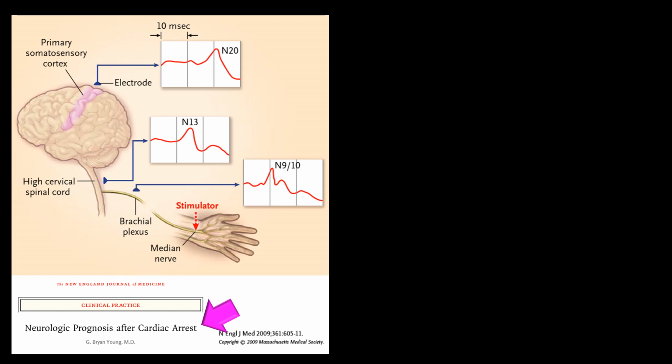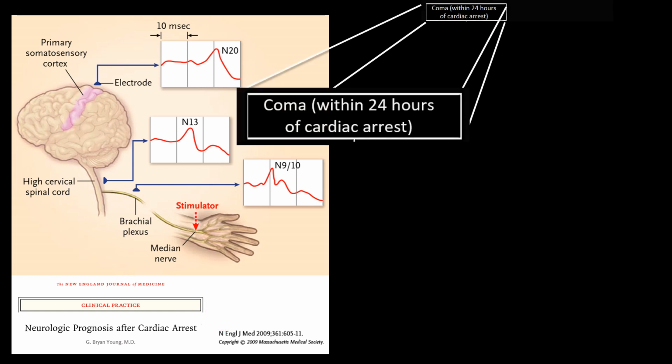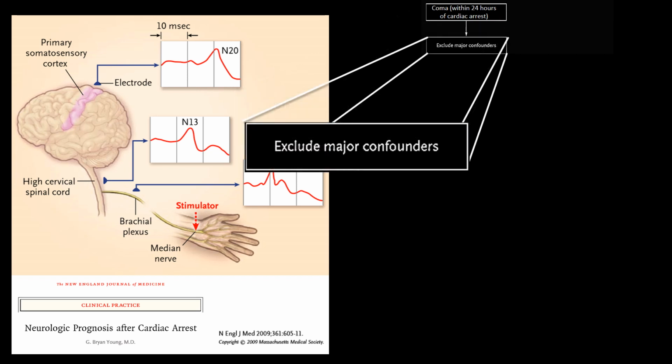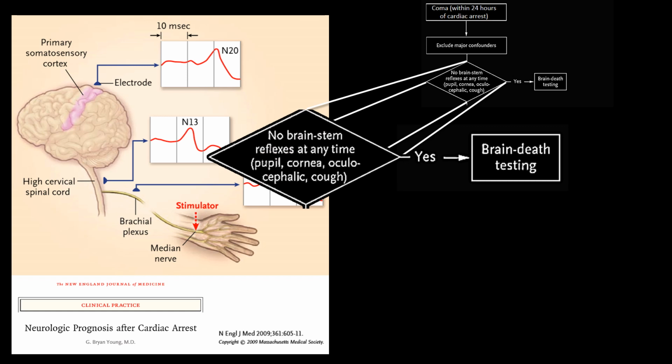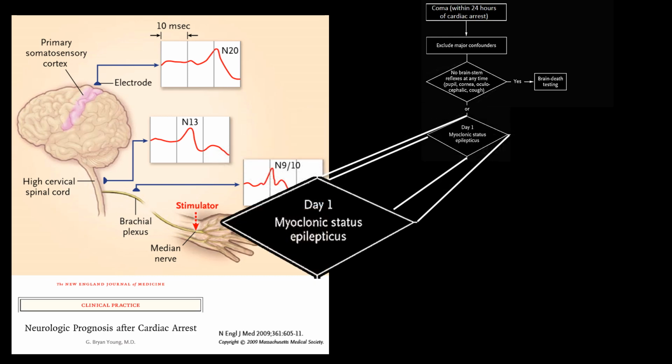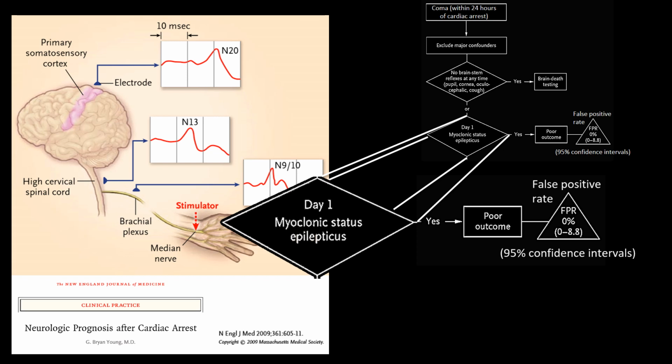In this paper, an algorithm was presented for the purpose of prognosticating outcome in patients following a cardiac arrest. It is applicable to patients in coma during the first 24 hours after arrest. The first step is to exclude major confounders such as renal failure and electrolyte imbalance. Once this is done, the next step is to check brainstem functions. If none is found, the prognosis is poor and we should proceed to do a brain death determination. If this is not the case, we must inquire regarding myoclonic status epilepticus. The presence of myoclonic status epilepticus also indicates poor outcome.